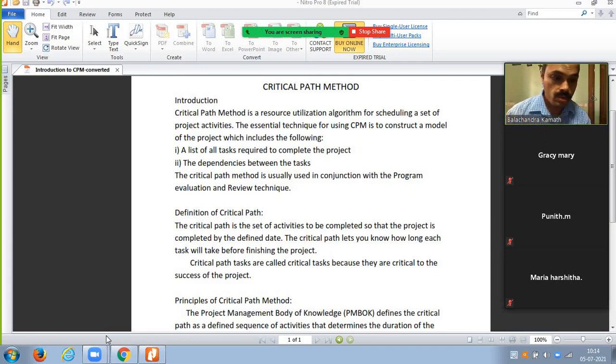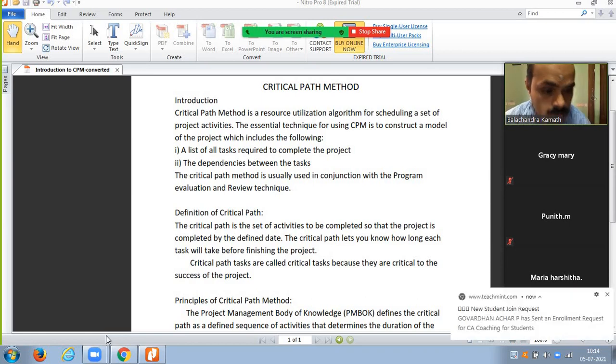Now what do you mean by a project? Can anyone tell me? What do you mean by a project? Maria, Gracie or Punit, what do you understand by a project? Now you are all doing projects, right? You have a project, I think last time also you did one project. This semester also you would be doing a project. So what do you mean by a project?